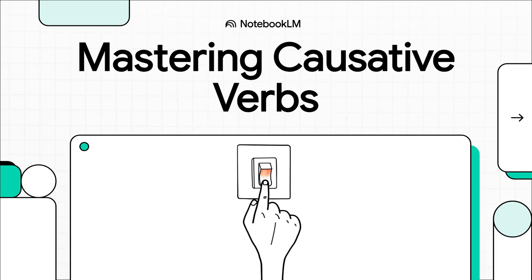Hey everyone, and welcome. Today we are diving into a special group of verbs that are honestly absolute game changers for sounding more natural in English. I'm talking about causative verbs. Think of them as your secret weapon for talking about actions you arrange for instead of things you do yourself. So you ready? Let's get into it.